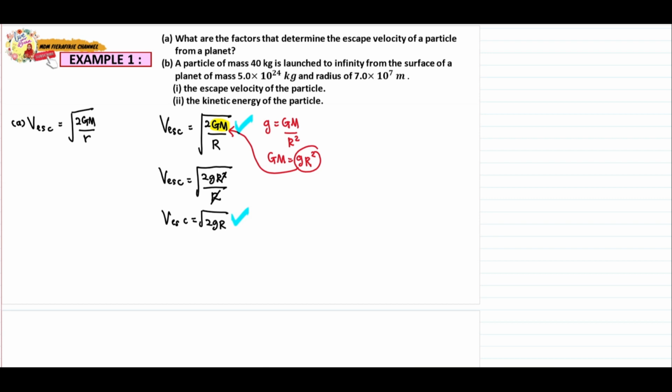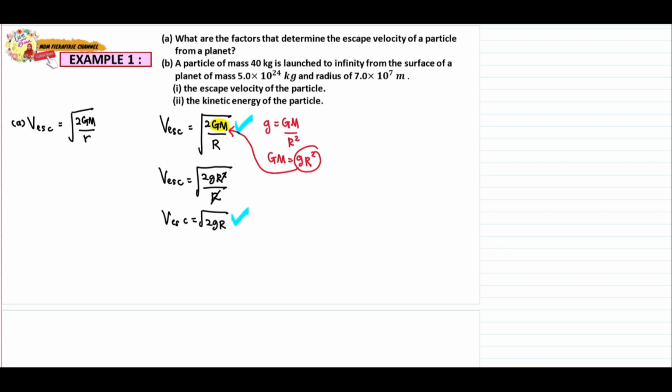Okay? So kedua-dua equation ini diberikan dalam kertas soalan. Jadi you jangan risaulah. Okay? So untuk menjawab soalan yang pertama, A, so what factors that determine the escape velocity of a particle from a planet? So planet here is referring to the Earth, Moon, for example.